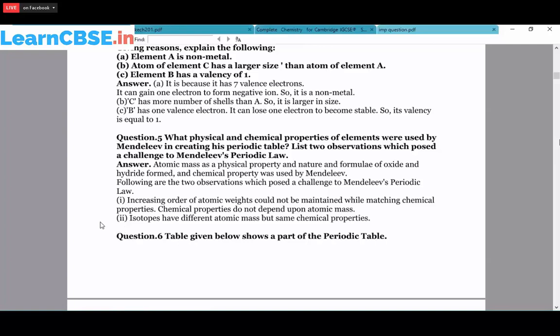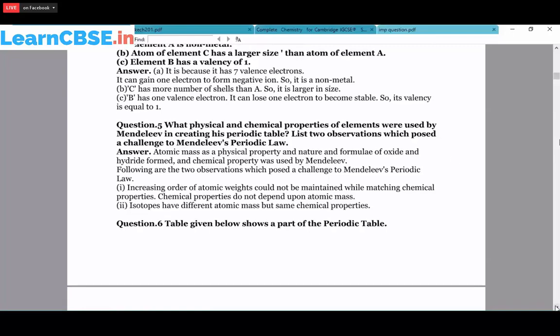This is because of the different number of neutrons. So the isotopes have different atomic mass, but the same chemical properties. So this is another challenge, because the neutron, the particle, they had not yet discovered at that time. So these are the two challenges faced by Mendeleev.